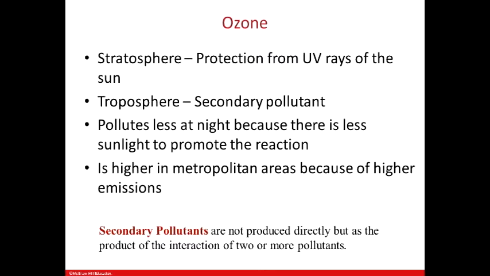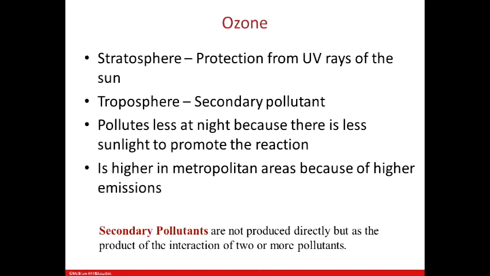So it pollutes less at night because there's less sunlight to promote the reaction. In other words, we have ozone and these other species in the air. Sunlight hits them, it cracks them into these very highly energetic species. These energetic species collide with each other, and it produces other species that affect our environment and affect the air that we breathe. You will learn more about what those species are and how that happens in this class.